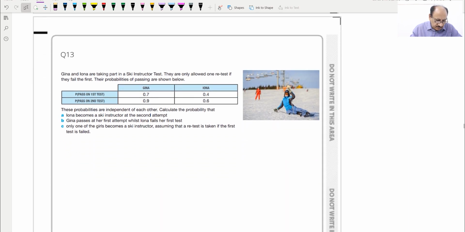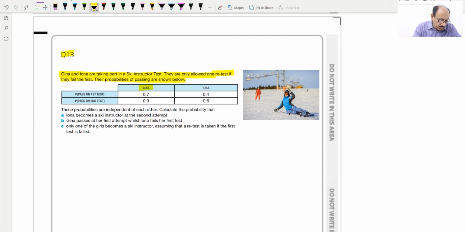Now this one is question number 13, which we can go through. This question says Gina and Iona are taking part in a ski instructor test. They are only allowed one retest if they fail the test. So if they fail the test, they will be allowed to take one more test, but only one retest option is available. Their probabilities of passing are shown below. So these are the tables.